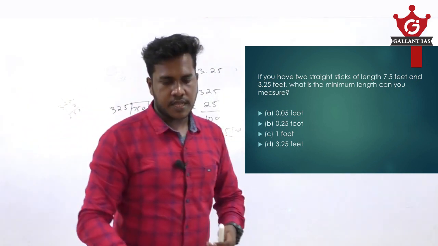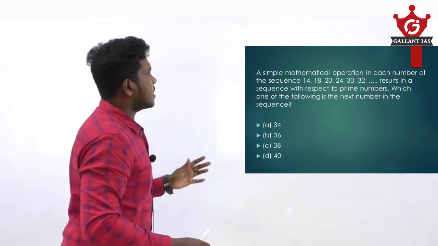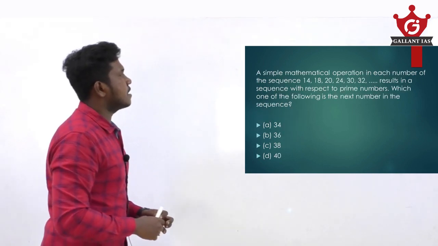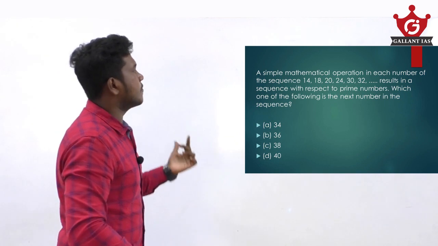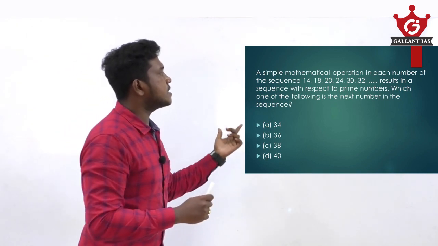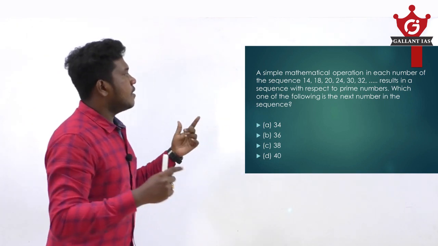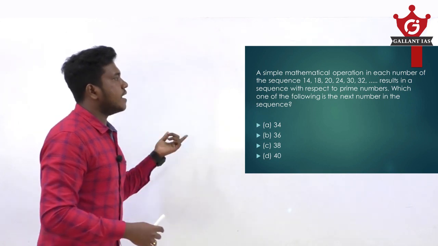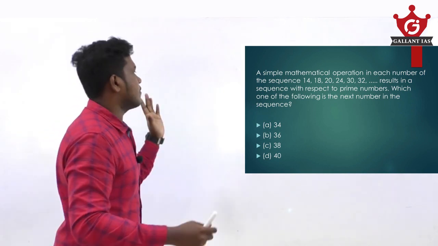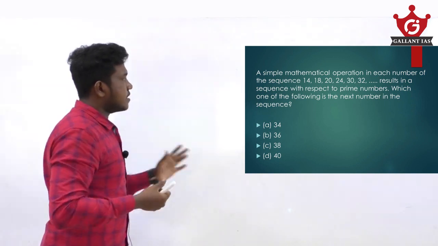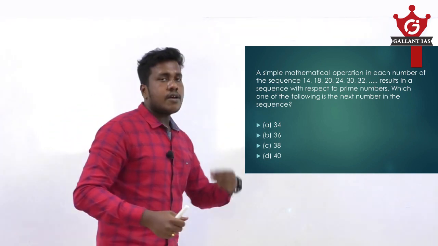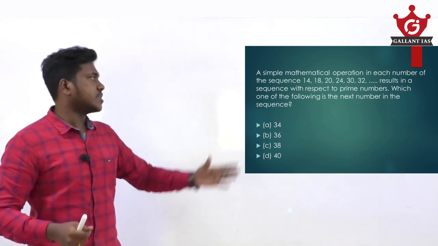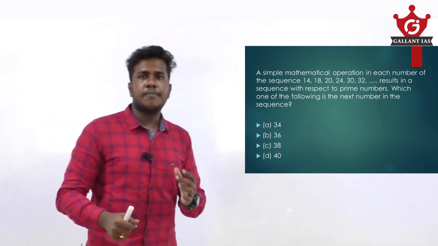Okay, now let's move on to the next question. A simple mathematical operation on each number of the sequence 14, 18, 20, 24, 32 results in a sequence with respect to prime numbers. Which one of the following is the next number in this sequence? So there is a sequence of numbers given, and on doing a simple mathematical calculation on each of these numbers, you will get a prime number.